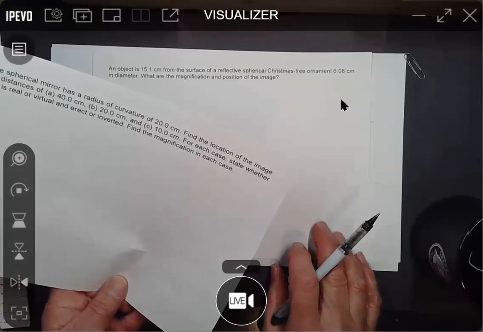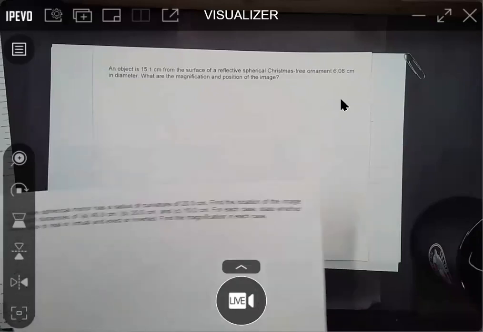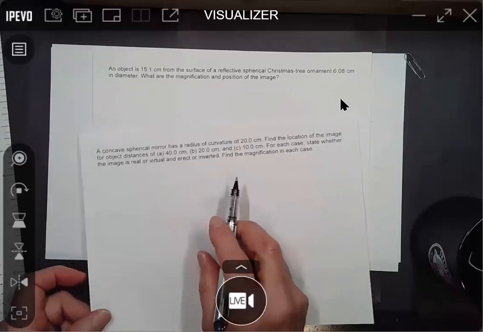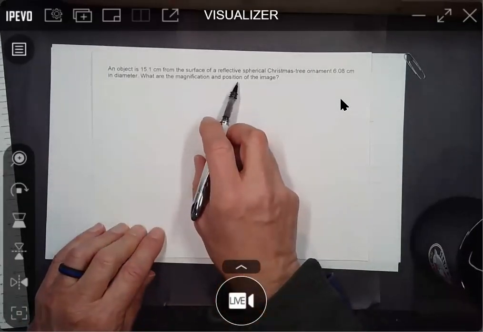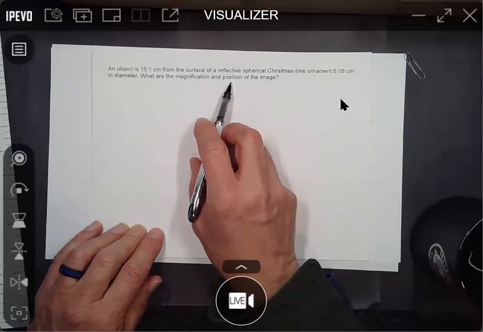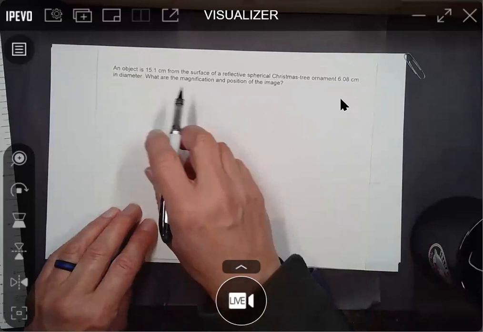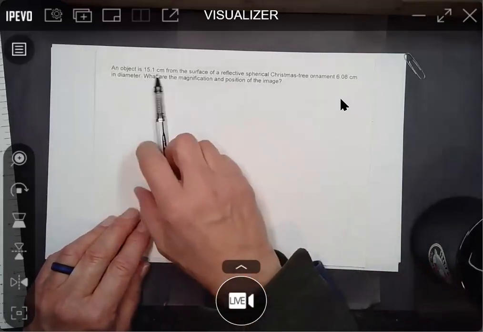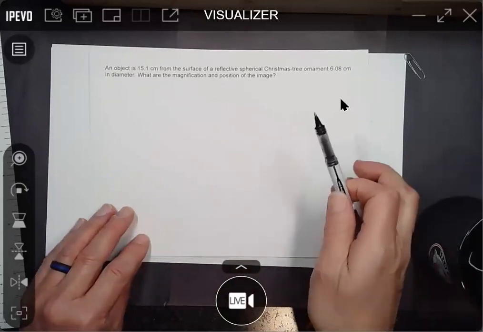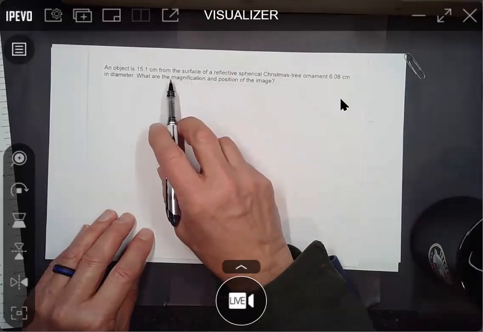Let's do one more problem. We haven't done any problems with a convex surface, and here's one that's pretty weird. When you look at a Christmas tree ornament, that's a convex surface. If it's one of those nice shiny balls, that'll be a convex mirror.